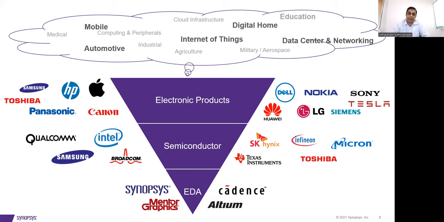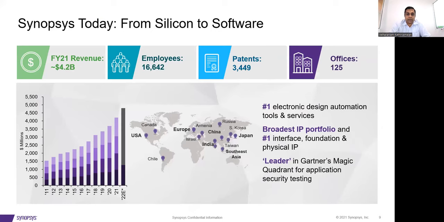A view of Synopsys. So for the last FY21, our revenue was 4.2 billion US dollars. We have grown to more than 16,000 employees worldwide. We have filed 449 patents and counting. And we have 125 offices spread across 30-plus countries all over the world. You can see some of the major locations where we are.